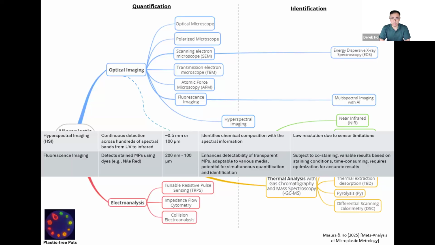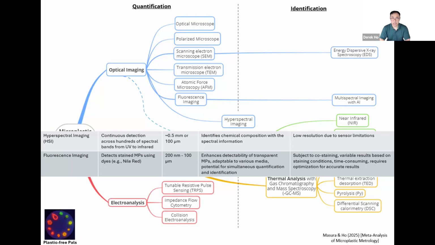The other kind of optical imaging methods is hyperspectral imaging or fluorescence imaging. Hyperspectral imaging is able to detect the spectrum across different wavelengths from UV to infrared, and this spectral information helps identify the chemical composition. However, it has low resolution due to its sensor limits, and it tends to be constrained to particles greater than 0.5 mm.